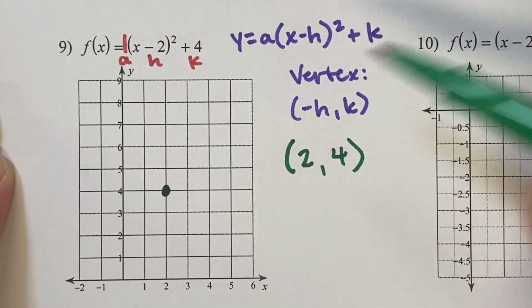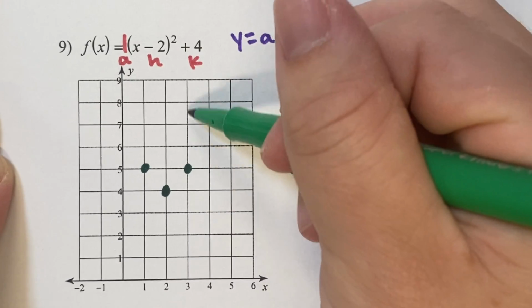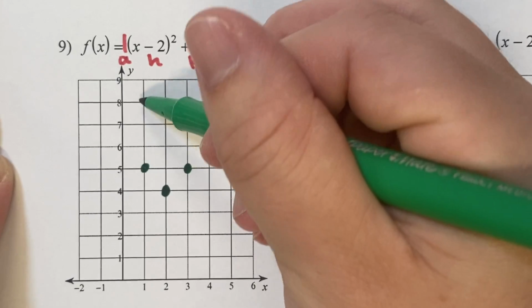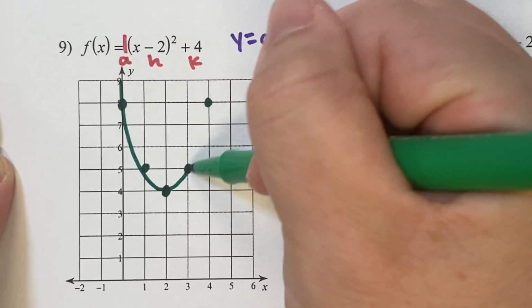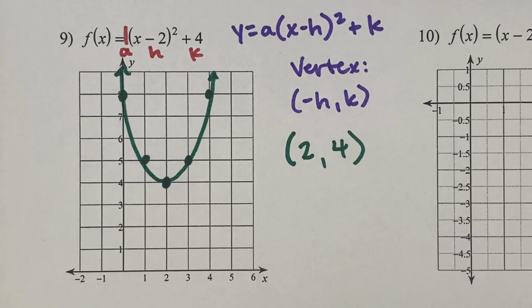So 2, comma 4. A is positive, so up 1 over 1, up 1 over 1, up 1, 2, 3 over 1, up 1, 2, 3 over 1. Remember, it's just that little trick. And there's our graph for our original function.